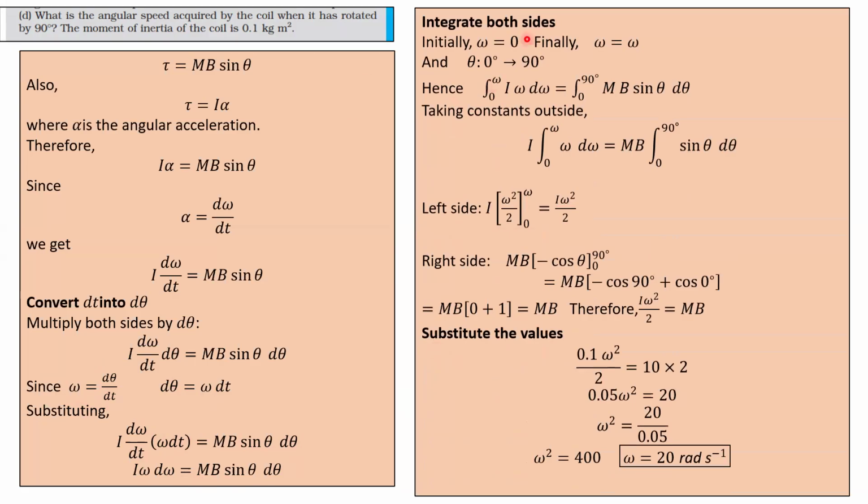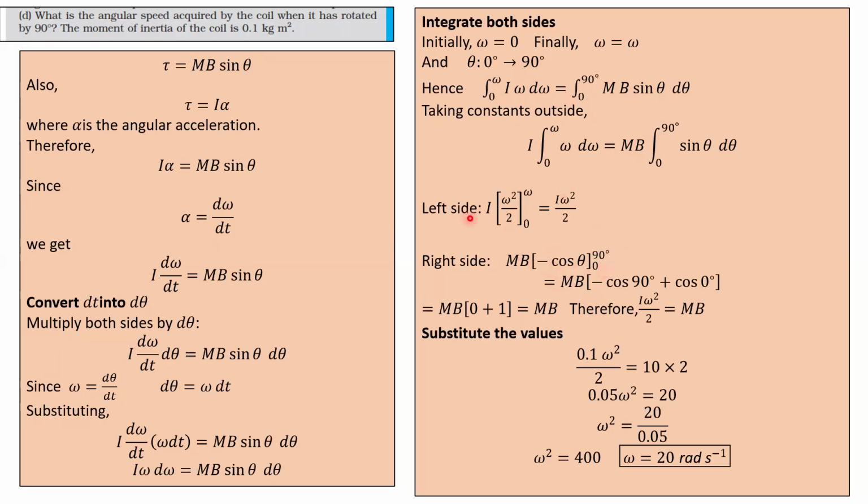We'll proceed. Initially omega value 0, then final value, let us take it as omega. Theta varies from 0 to 90. So we'll integrate both the sides. Omega value 0 to omega, theta value 0 to 90. I omega d omega, I is constant taken out. Omega d omega integration, omega square by 2. mb sin theta, mb constant taken out. Sin theta integration is minus cos theta.